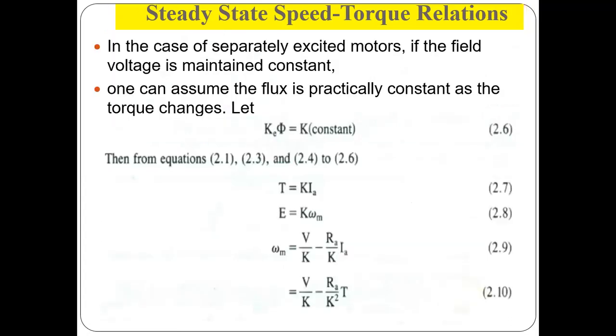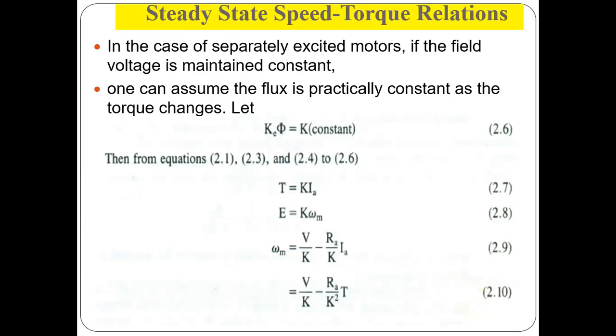In the case of the separately excited DC motor, if the field voltage is maintained constant, one can assume that the flux is practically constant as the torque changes. So let us assume, according to this statement, that Ke phi equals K, which is a constant.